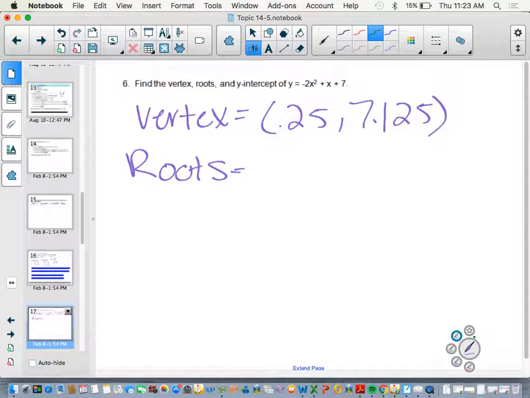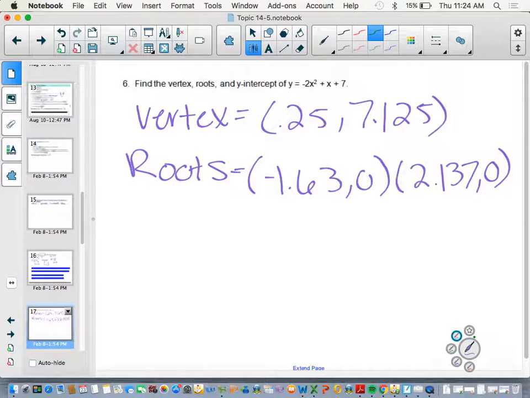What is one of the roots? Negative 1.63 something. What's my other one? 2.137 something. Okay, that wasn't too bad, right? Now, the last thing you need is your y-intercept. At your y-intercept, what is your x equal to? 0. So go to second graph and look at your table, and when x is 0, what's y? 7.